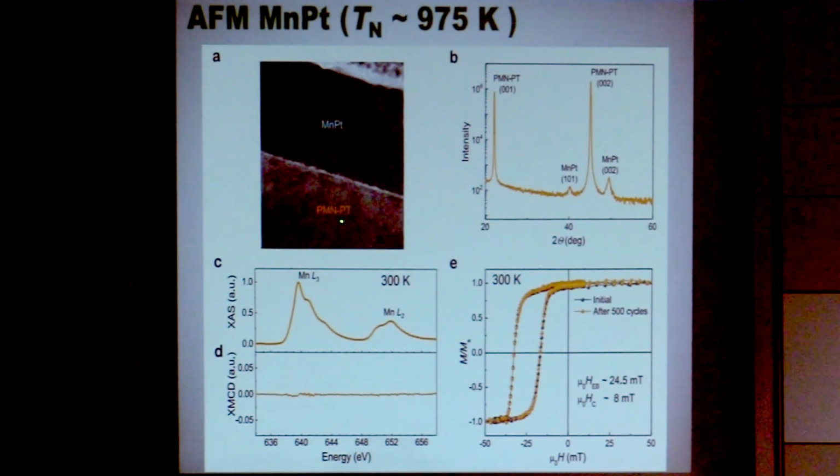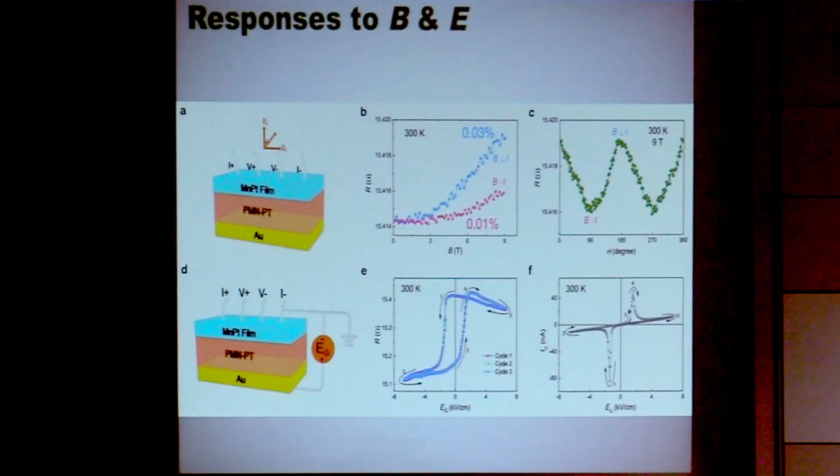The low temperature growth on PMPT gives us a textured film with at least two kinds of orientations. At room temperature, there's no measurable magnetization with XMCD, VSM, or SQUID. But if we grow a soft cobalt iron layer on top of manganese platinum, we have a very large exchange bias, and this exchange bias is very robust, even after 500 cycle measurements.